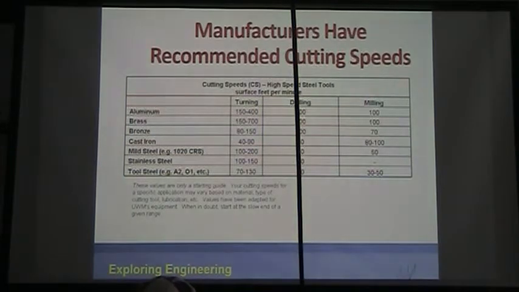All right, so we have recommended cutting speeds for different substances. So you see that for aluminum, brass, bronze, it's faster than when we get down here to stainless steel or tool steel. All right, so we have cutting speeds for turning, for drilling, and for milling. And these have to be moderated by how big the diameter is that we're cutting. For example, how big the bit is that is cutting.